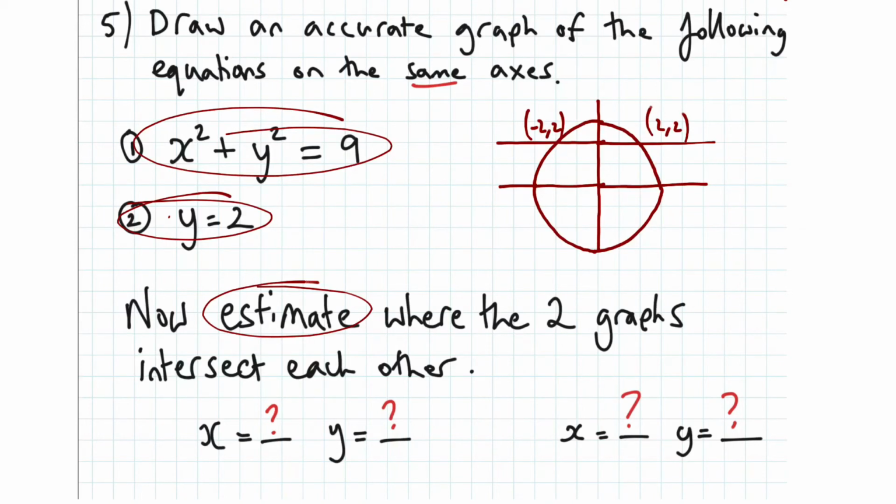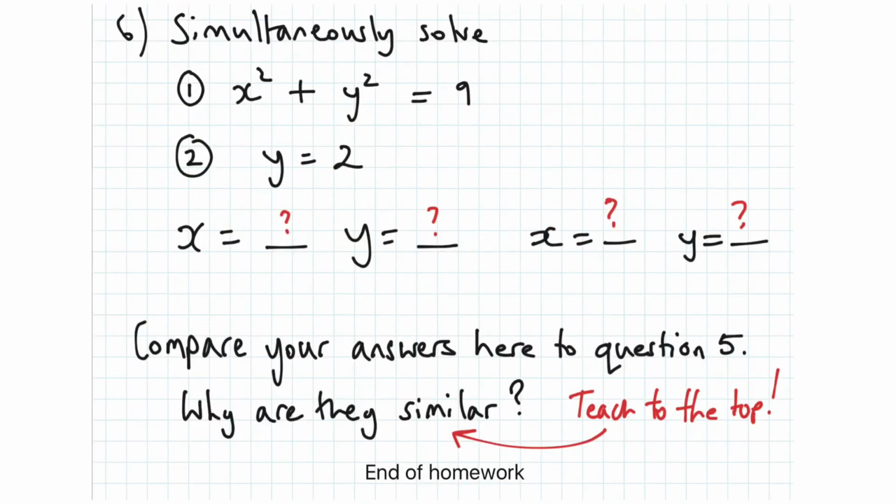Now question 6 says simultaneously solve, and it's actually the same two equations. So instead of drawing the graph and estimating where those graphs meet each other, you are going to literally find the exact place where they meet. So that's the answer to the question at the bottom, where it says compare your answers. Why are they similar? On the first question you draw a graph and you are checking an estimate of where the graphs intersect. On this question you are literally finding the exact point where they intersect. Let's see how you do that.